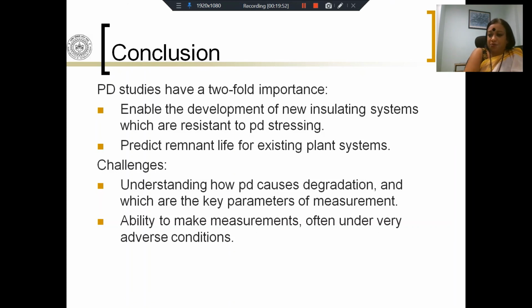What are the most important challenges then? We've been talking about what works and what doesn't work. The most important challenge is in understanding how PD causes degradation, because it's very difficult to study PD and the various pathways are almost impossible to follow. So understanding how PD causes degradation and which are the key parameters of measurement still remains a challenge. The ability to make measurements under adverse conditions. We can make measurements, but how to improve the signal to noise ratio so that we can make meaningful analysis of that.